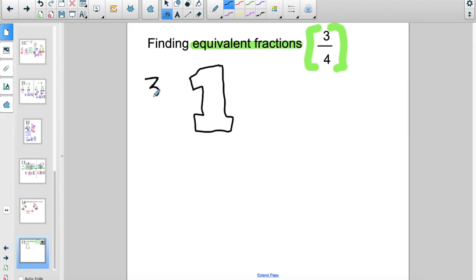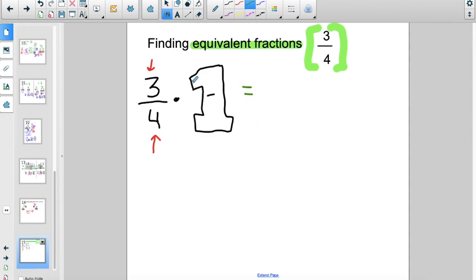And I could pick any number to multiply 3/4 by in the whole entire world. I could multiply by 2, by 3, by 4, by 1,000, by 1,000,000. I could multiply it by 5.5, 10.9, 9.99999. As long as I multiply both the numerator, which is our top number, and my denominator, which is my bottom number, by that same number, I will always have an equivalent fraction.